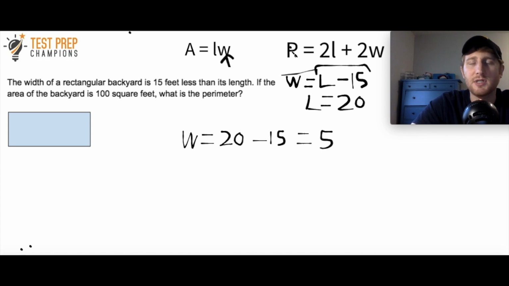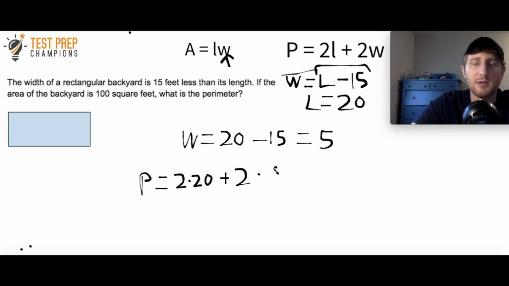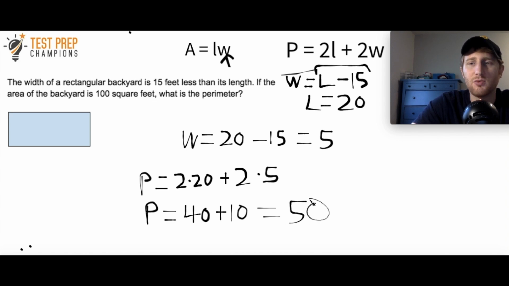So all I have to do is take this perimeter formula and plug the numbers in. P equals 2L, so 2L would be 2 times 20. And I'd add that to 2 times W, which would be 2 times 5. If I rewrite this, I would have P equals 40, because 2 times 20 is 40, plus 10, because 2 times 5 is 10. And if I add these up, I get 50. So if you got 50 as the answer, really great job.